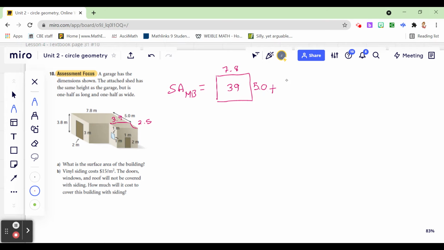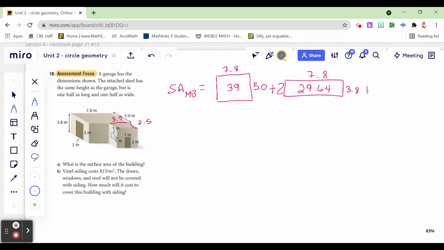Plus, I have the sides. Let's do the sides of the building next. So they're going to look something like that. And it's going to have dimensions 3.8 and 7.8. And there's going to be 2 of those, so to do both sides. So that's going to be 29.64.